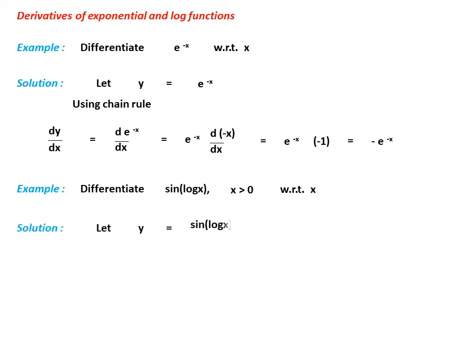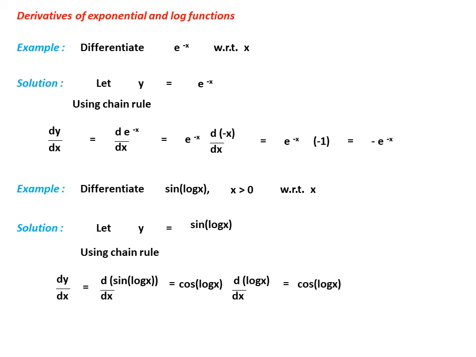So now let y equal sine log x. Therefore, using chain rule, dy by dx equals d by dx of sine log x. This equals cos log x, because differentiation of sine is cos. Then what you have to do is chain rule, d by dx of log x. Therefore, this is cos log x into differentiation of log x, which is 1 by x. So this is the answer: cos log x divided by x. So this is dy by dx. This is the second example.